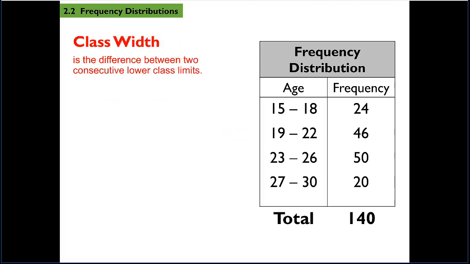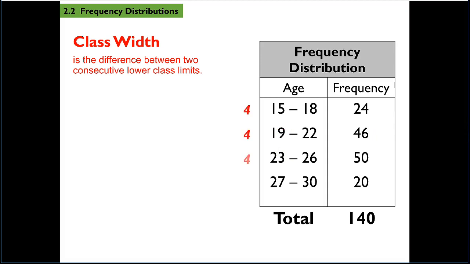Okay, and then we have class width. Class width is found by taking the difference between two consecutive lower class limits. Eventually we're going to graph these, and one way you can think of it is each of these is going to be a bar when we graph it, and class width is how fat the bars are. To find the class width, we can take any consecutive lower class limits. For example, if we take 23 and 19, which are consecutive lower class limits, 23 subtract 19, we'd get 4.